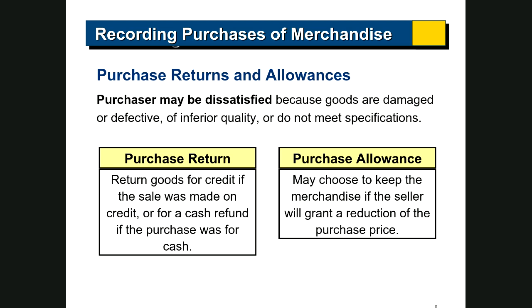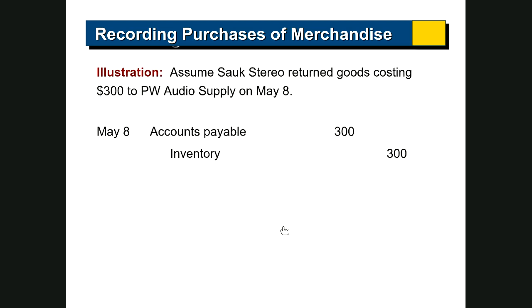Okay. So if you return the goods, when you purchased the item, you debited inventory and you credited accounts payable, right? When you're returning the inventory item, you would reverse it. You would debit accounts payable and you would credit inventory.